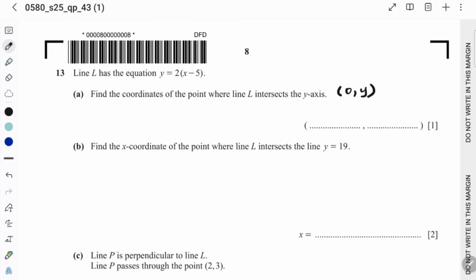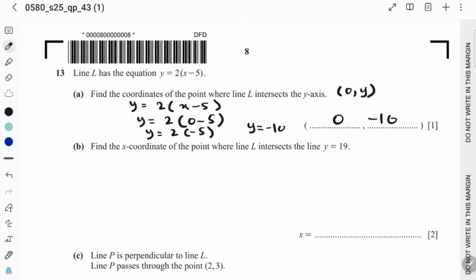So you are substituting in the same equation. y is equal to 2 times x minus 5. y is equal to 2 times, in place of x I am writing 0, minus 5, and y is equal to minus 10. So the coordinate will be 0 comma minus 10.